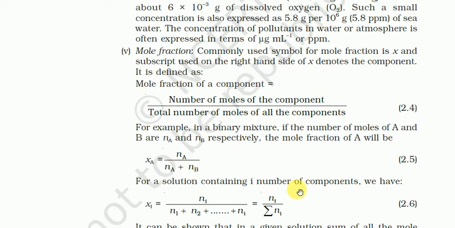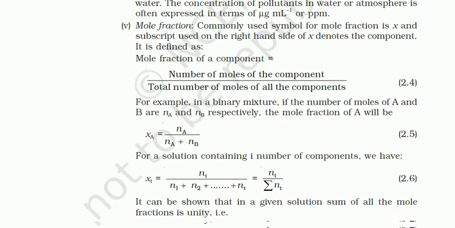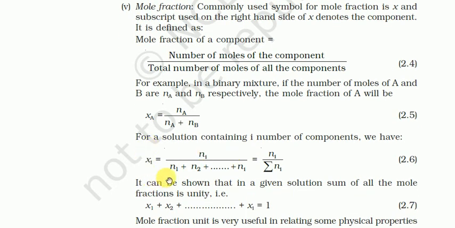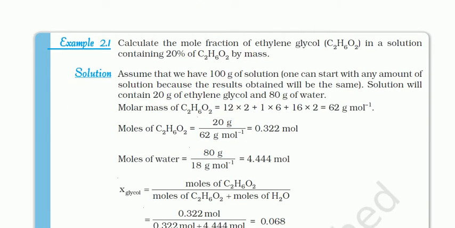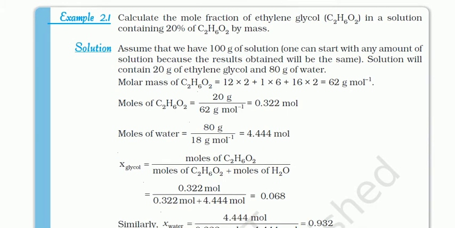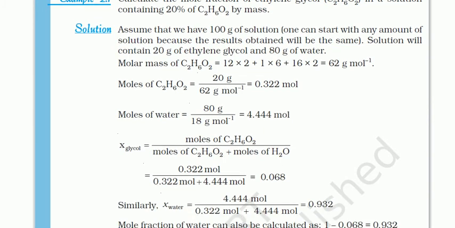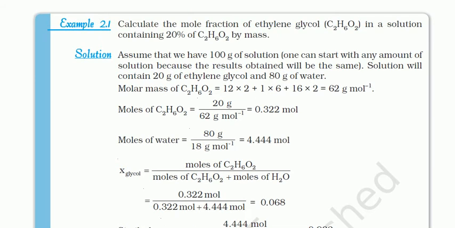And if the solution contains i number of components, meaning lots of components, then we can use this formula. Here x denotes the mole fraction. So students, I think I have already cleared this. You just solve this example, which is already given here, and find out the mole fraction. You can see it in example 2.1: calculate the mole fraction of ethylene glycol, C2H6O2, in a solution containing 20% of C2H6O2 by mass.